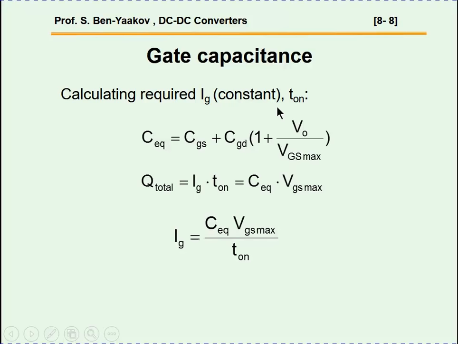So once we know this total capacitance, we can calculate the required charge that we need, because if we assume that we want to charge this capacitor to a given voltage, so this is the charge. The charge then is the current times T on, from which we can calculate the current that we need as C equivalent times this VGS max over T on.